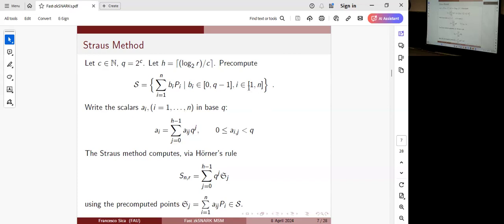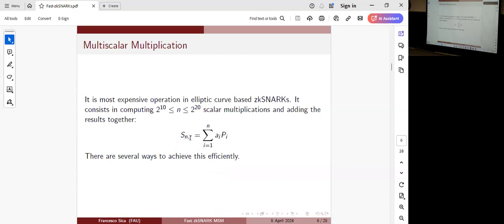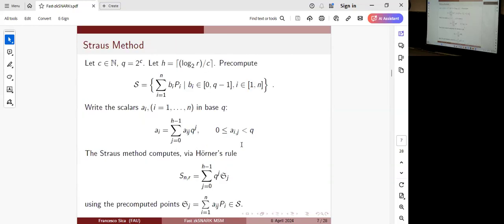Yeah, so here you want to compute, remember, this sum here. Okay, so what you're doing is that first you pre-compute a number of points. What are these points? These are all the sums of the p_i times b_i, where b_i are just the possible digits in base q. So when q is 2, this is just all the possible sums and differences of b_i's.